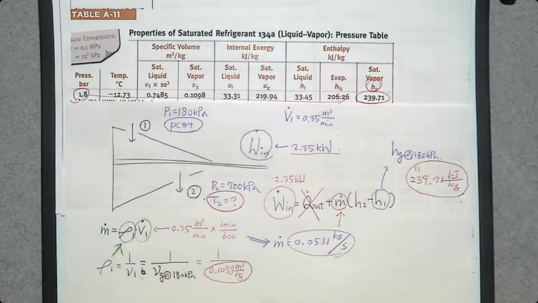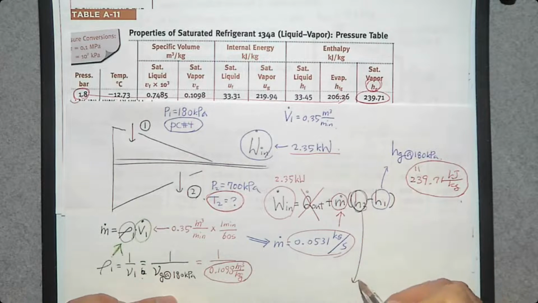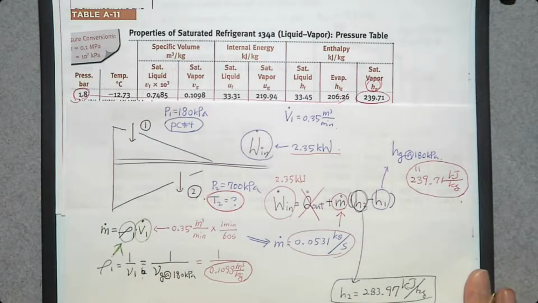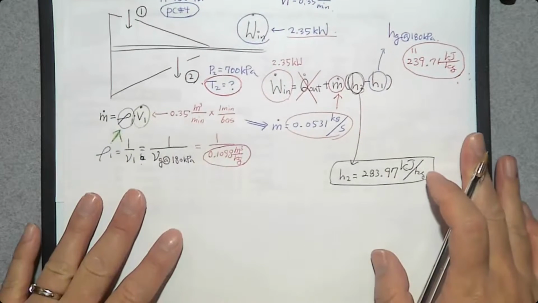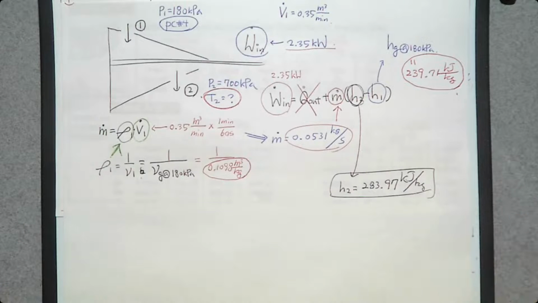So we have everything. Can you determine H2? Yes, you can. So from this equation, H2 is 283.97 kilojoule per kilogram. So we solved it. Am I right?